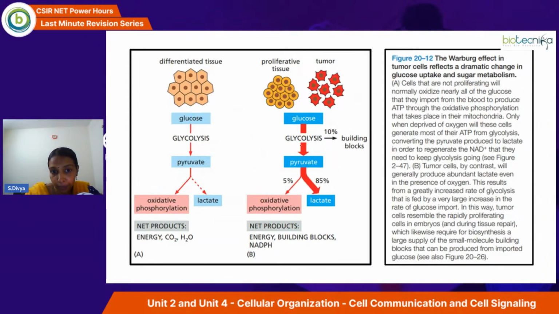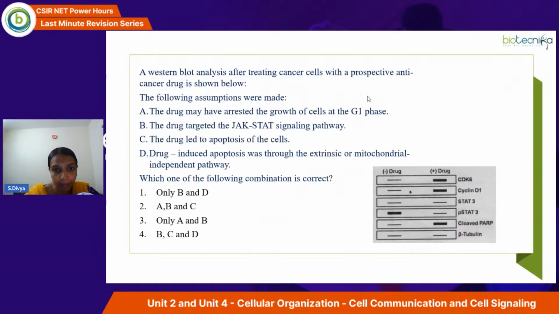So basically, it prefers to undergo glycolysis and further goes for lactate fermentation. Why? Because here they can generate NAD plus, and this NAD plus can be utilized by glycolysis to produce carbon skeletons. Carbon skeletons for necessary biomolecules for the survival of the tumor cells. Okay, that is the thing.